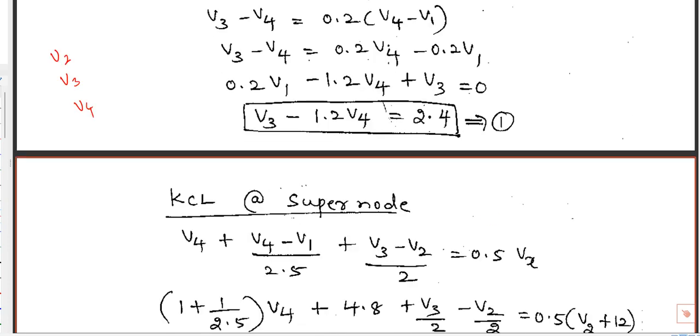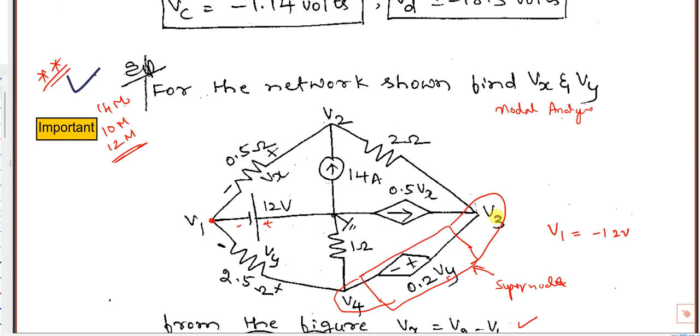Second, apply KCL at the supernode. One leaving current is on this side, the second one is this, and this current is this. I will tell you the four currents: V3 minus V2 by 2, and it is already a current source, so minus, since this current is opposite, 0.5 Vx. And this current is V4 minus 0, which is V4 by 1. And V4 minus V1 by 2.5. Those are the four currents.